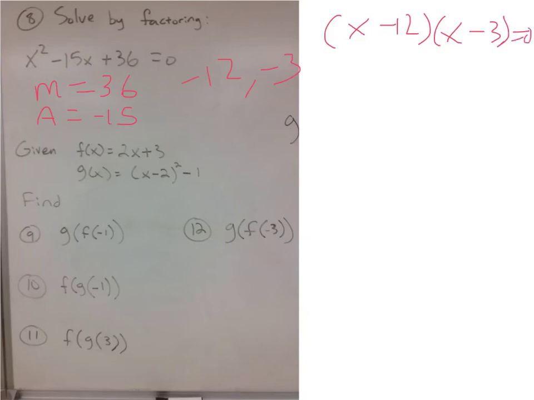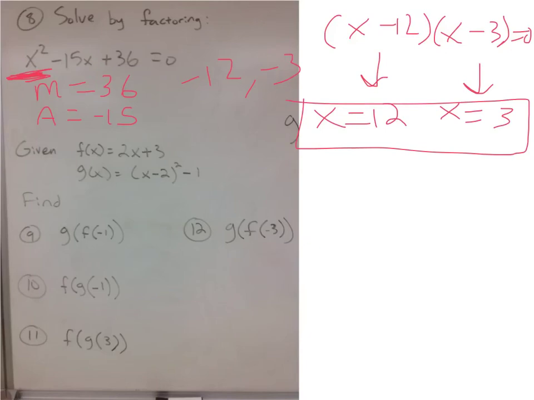I would have to stop to check to do the bottoms-up method, but there is no leading coefficient, so I don't need to do bottoms-up. That just means that the answers then are x equals 12 and x equals 3. Make sure that you go from factored form to solutions, because otherwise it's wrong.